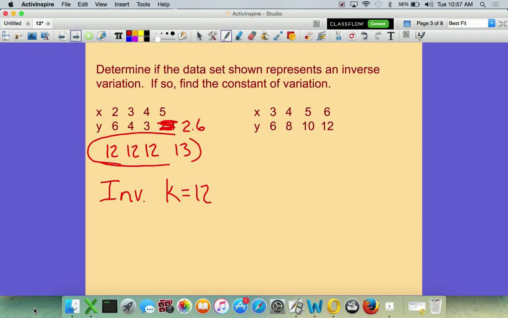All right, moving on to the next one. If we look at this, one of the things is, if x goes up, y has to go down. Y is not going down here. So this is not an inverse variation problem.